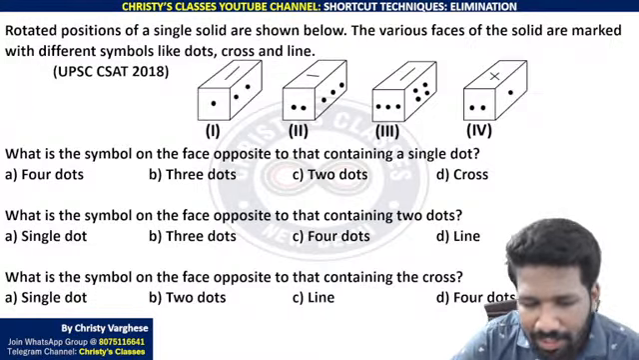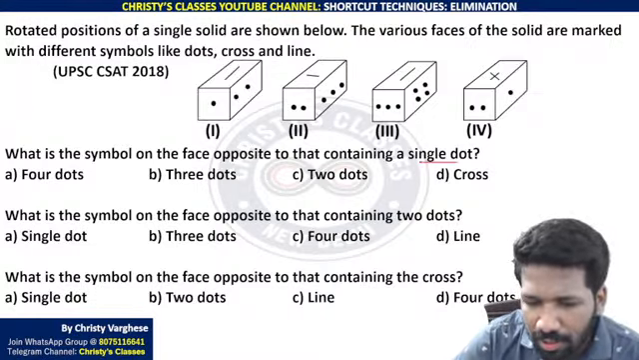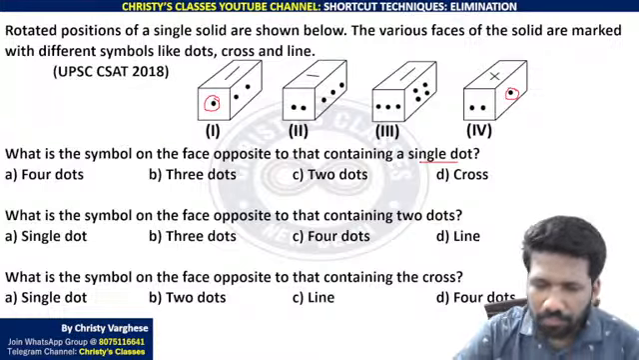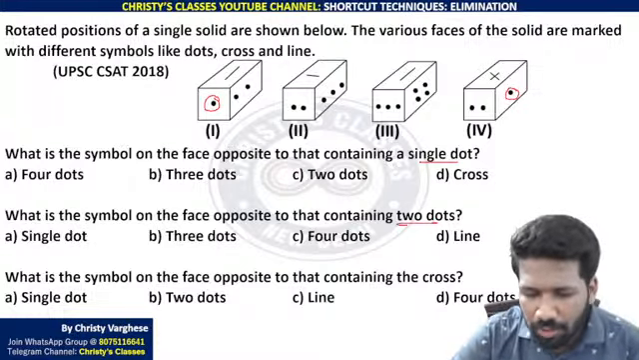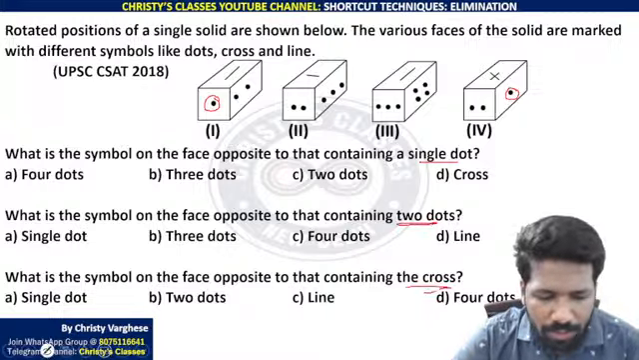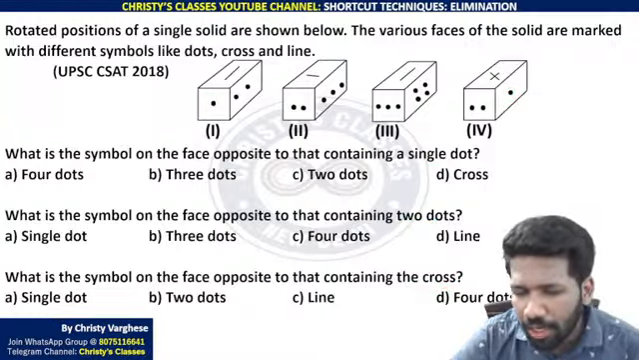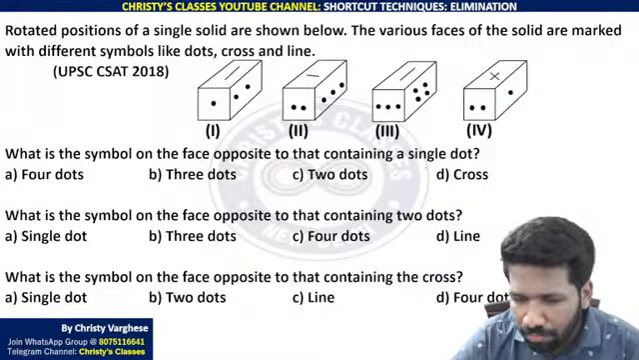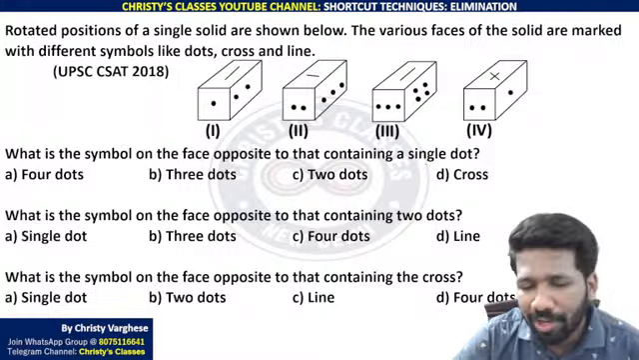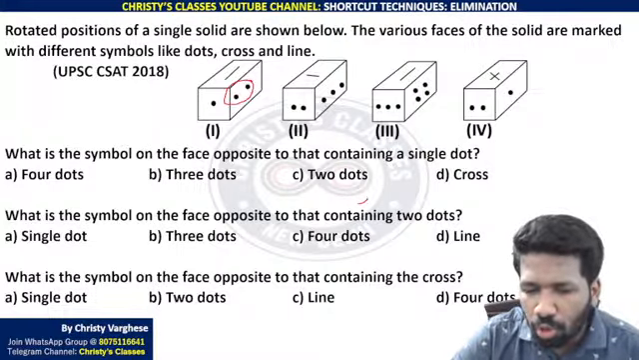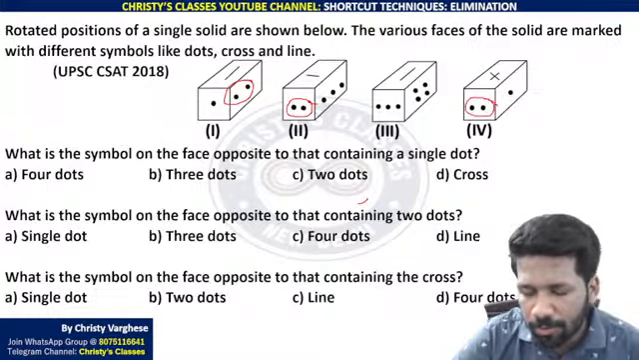Anyway, the question is asking the face opposite to that of single dot, the face opposite to that of two dot, and the face opposite to that of cross. In this question, when you are analyzing a figure and want to eliminate, look at the object that gives you more information. For example, here two dot is in this perspective also, this perspective also, this perspective also. So start with two dot, that will be better.